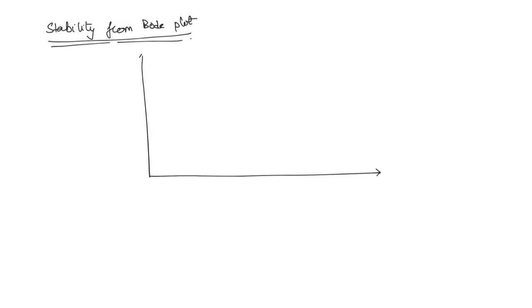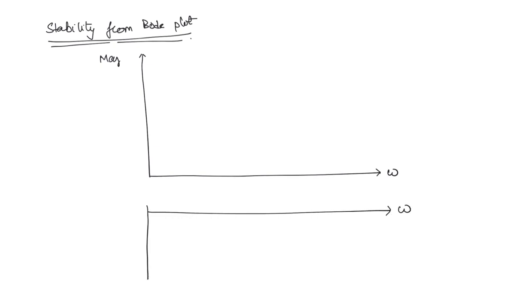Often what happens is we get the Bode plot instead of the transfer function. So directly from the Bode plot you can find out the stability, irrespective of what the actual transfer function is. So let us take an example. What you will need is the magnitude as well as the phase plots.